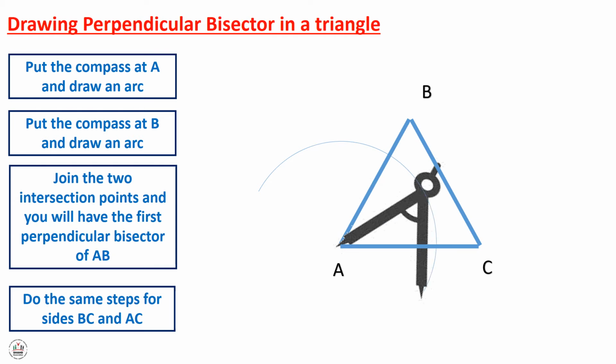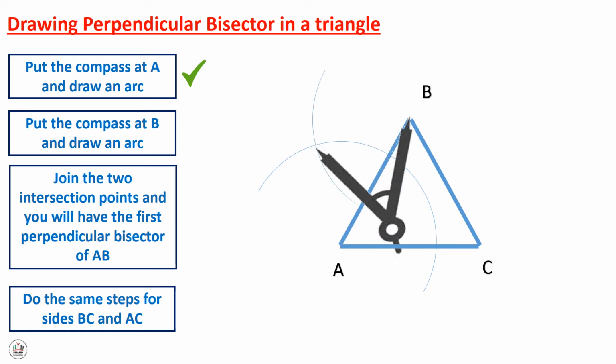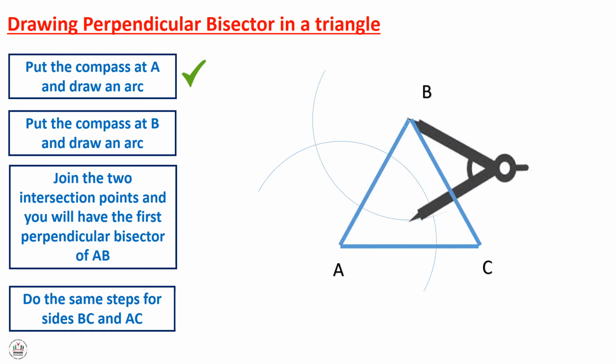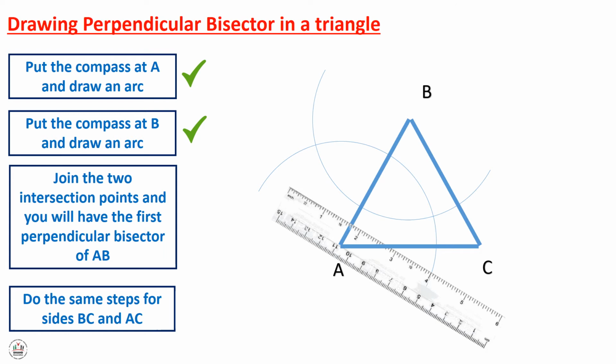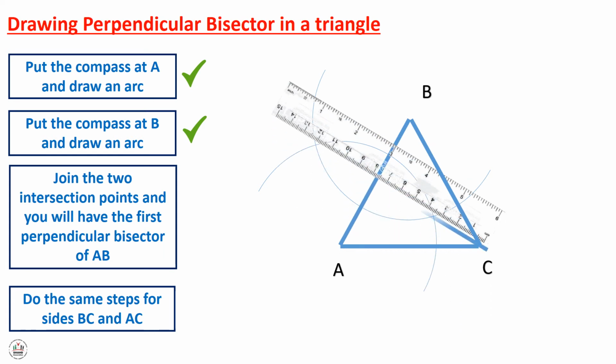Please keep in mind that the opening distance of the compass should be constant while you are moving from point A to point B to draw the other arc. So we draw the other arc from point B and we join the two intersection points. So we got the first perpendicular bisector for side AB.